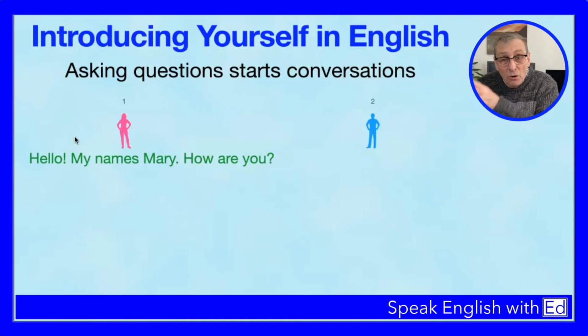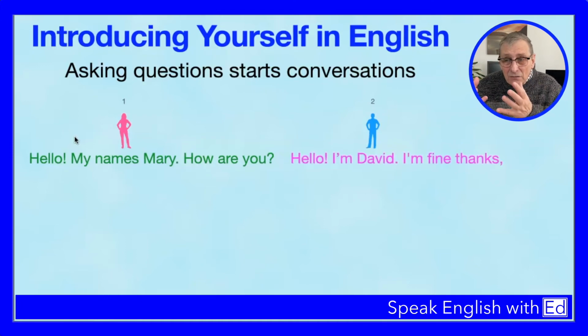Now this puts the ball into your court the same way that Pedro did. She's asked a question, "How are you?" which is a common way to start an introduction. And then it's up to David now. So he's going to say, "Hello, I'm David." So he's returning the welcome and he's saying hello. And he's telling her who he is. So he's introducing himself as well. And he's answering the question by saying, "Oh, I'm fine, thanks."